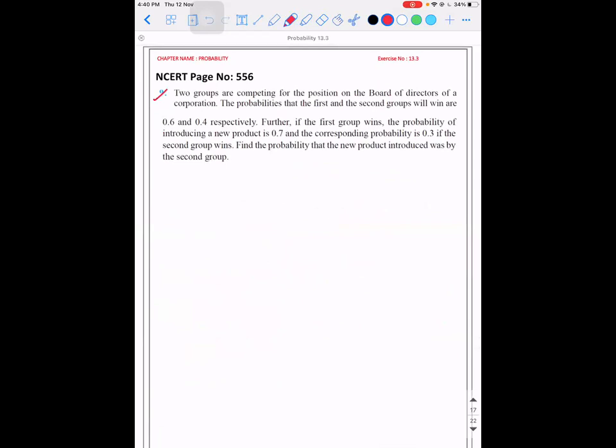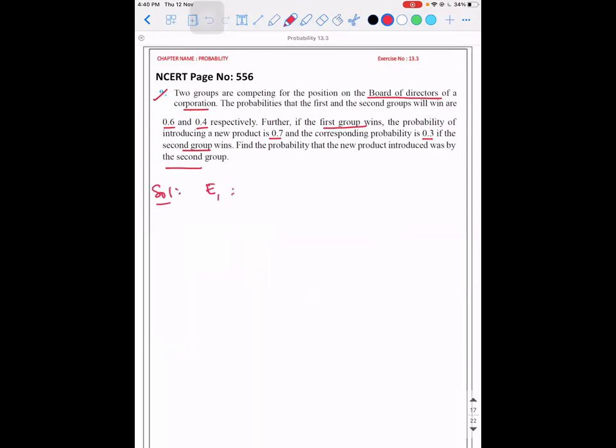Two groups are competing for the position on the board of directors of a corporation. The probabilities that the first and the second groups will win are 0.6 and 0.4 respectively. That is, put together it is 1. Further, if the first group wins, the probability of introducing a new product is 0.7, and the corresponding probability is 0.3 if the second group wins. Find the probability that the new product was introduced by the second group. Meaning, the probability that the second group has won and they have introduced the product.